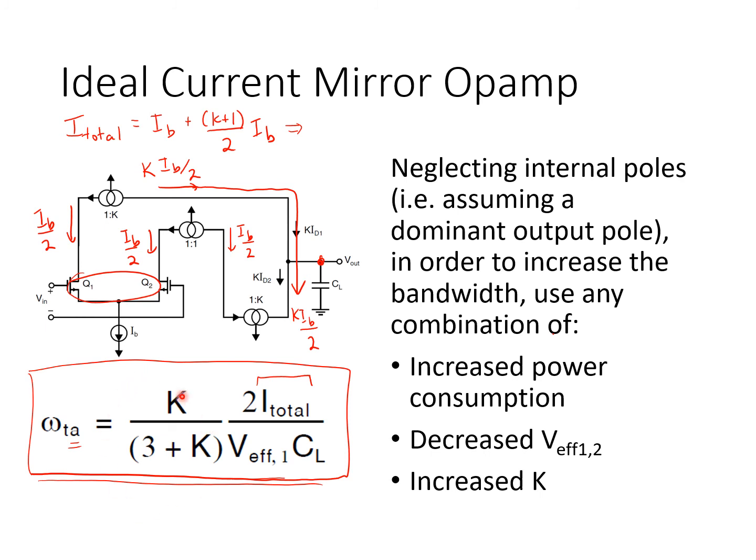Now there's a point of diminishing returns here. Increasing K, eventually this term will approach unity, and there's not much point increasing K much beyond that, but you might get current mirror gains K up to say 4, which is not unreasonable.